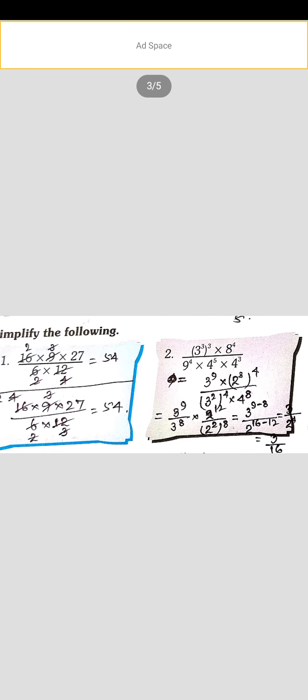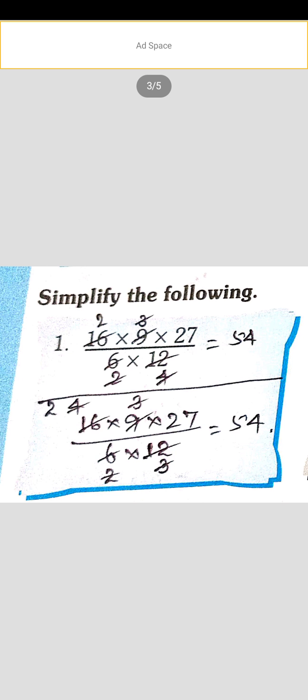16. Simplify the following: 16 multiply 3 multiply 27 by 6 multiply 12. So 3 3s are 9 and 3 4s are 12. Again 3 1s are 3, 3 2s are 6, and 2 4s are 8, 8 2s are 16. So in the numerator you get 2 multiply 27 equal to 54, and another method you can also do.